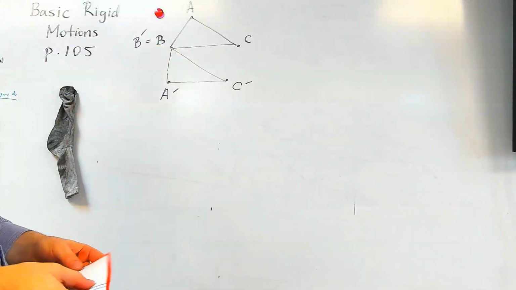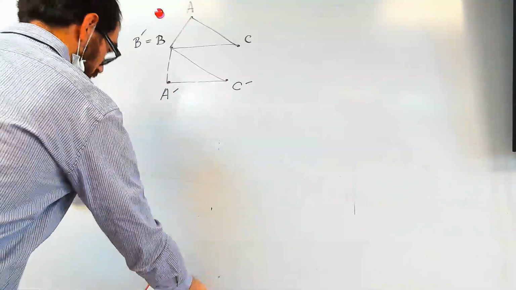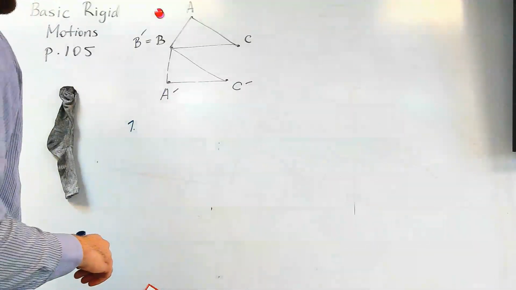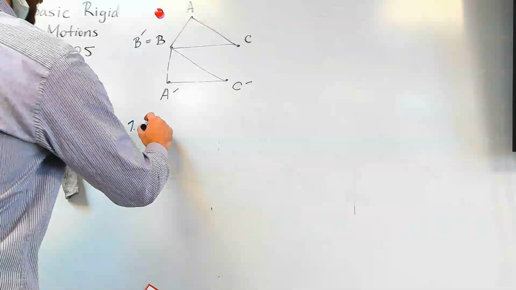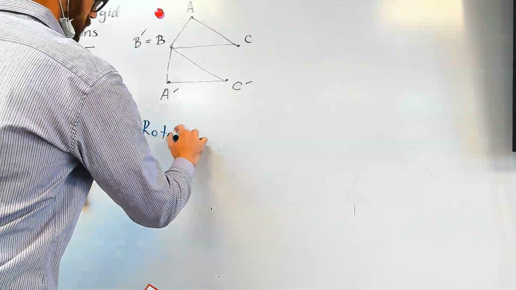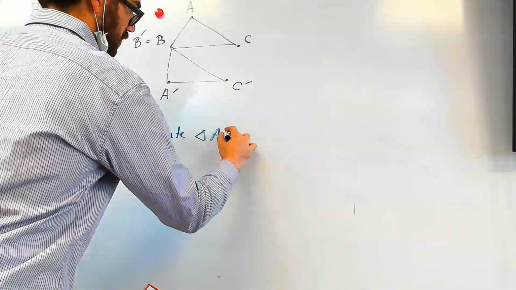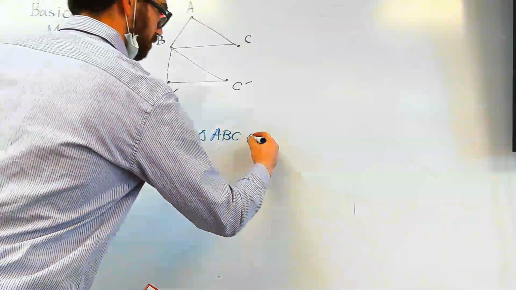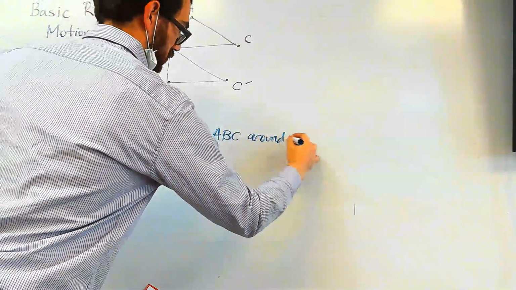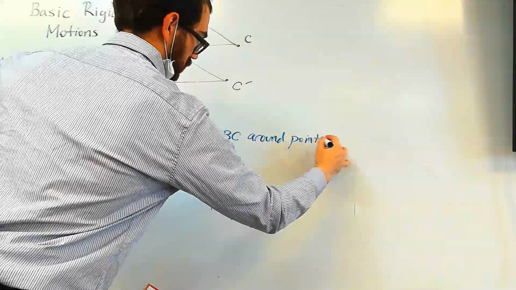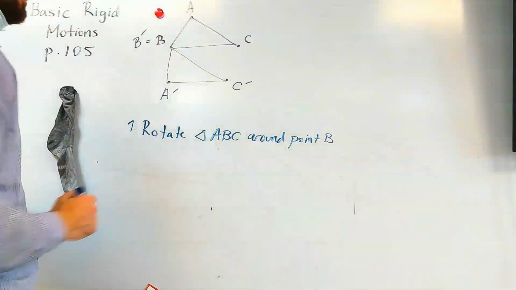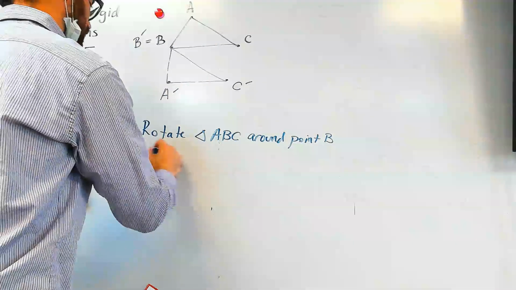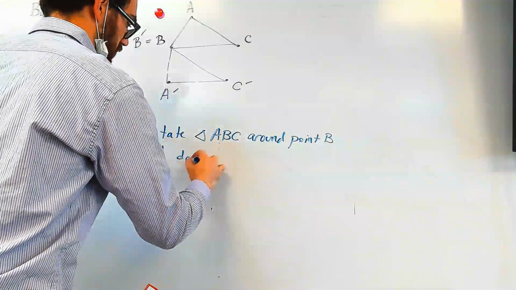Okay, let's write those out. Step 1. I'm just going to use the first method. We're going to rotate triangle ABC around point B. How many degrees? D degrees in the negative direction. So negative D degrees.